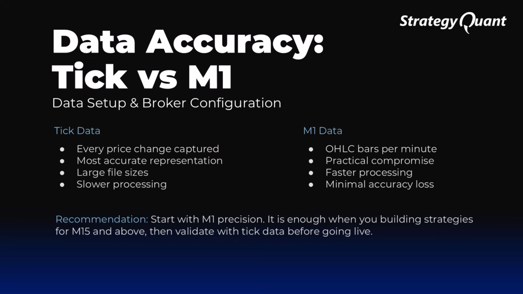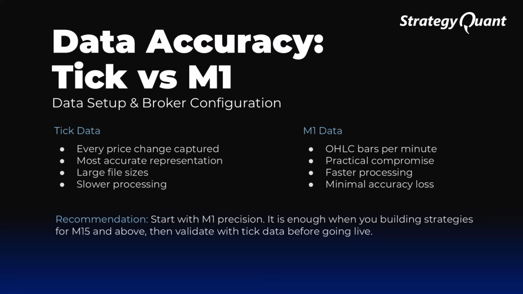Now, what types of data are there? We have tick data and minute data. Tick data capture every single price movement in the market. In contrast, M1 data are aggregated data. They only provide open, high, low, and close prices for each minute or for a given time frame.